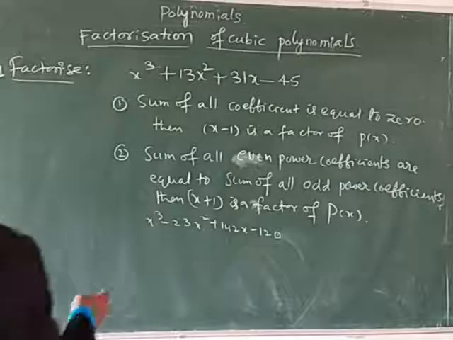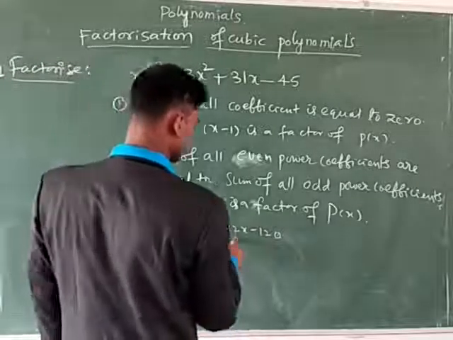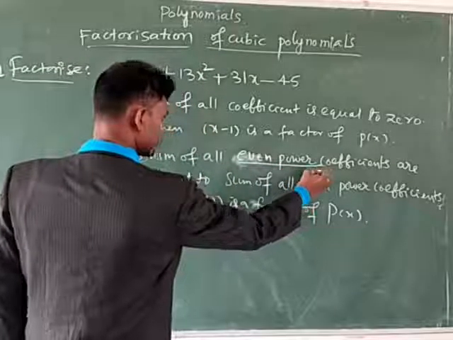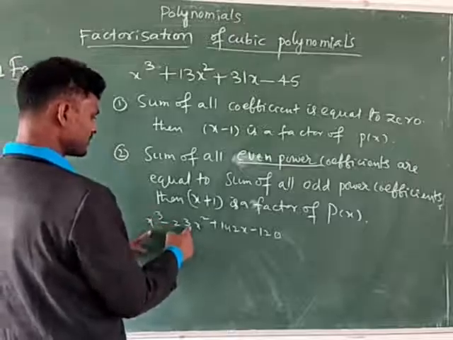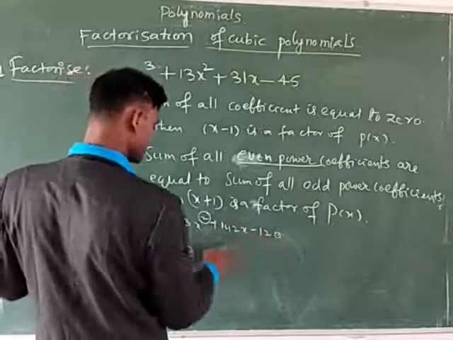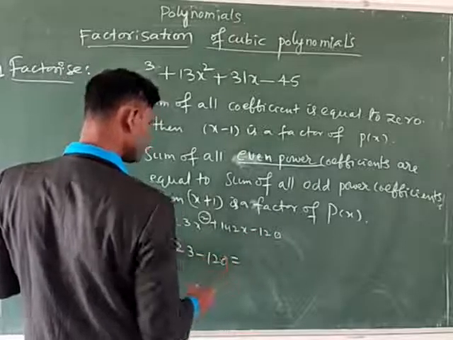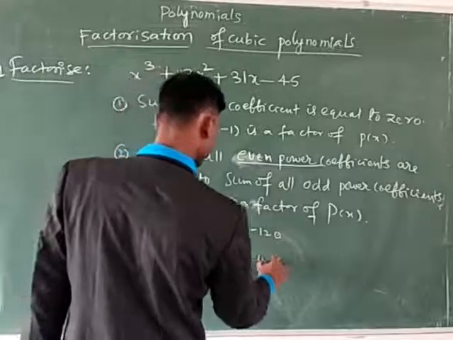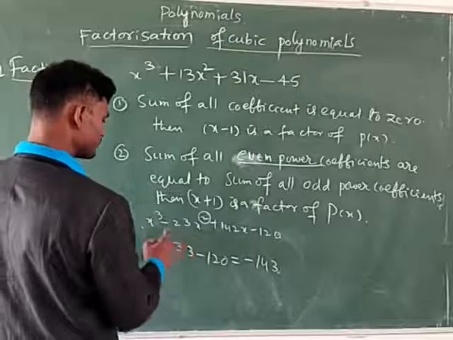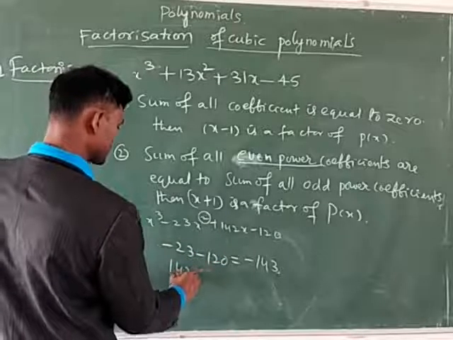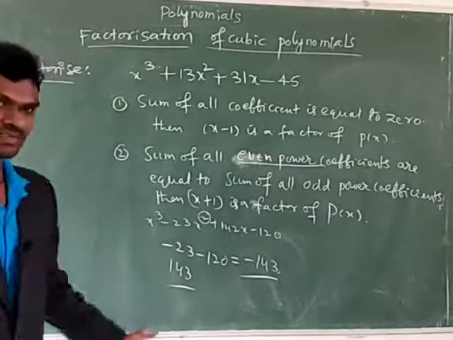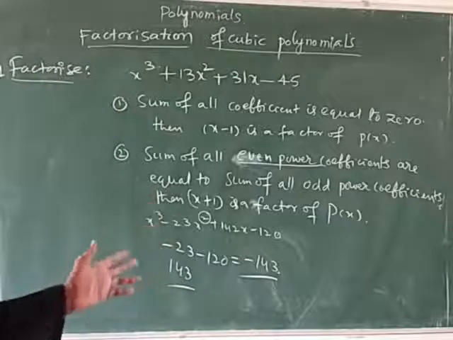See our example, x cube minus 23 x square plus 142x minus 120. Here sum of even power coefficients. Even power means, this is odd. Even power is here, this is even power 2. Here minus 23. Next even power 0. This is minus 120. It is equal to how much? Minus 143. Then here 1 plus 142, 1 plus 142 is equal to 143. Here this is minus 143, this is plus 143. That's why both are not equal. That's why x plus 1 is not a factor.